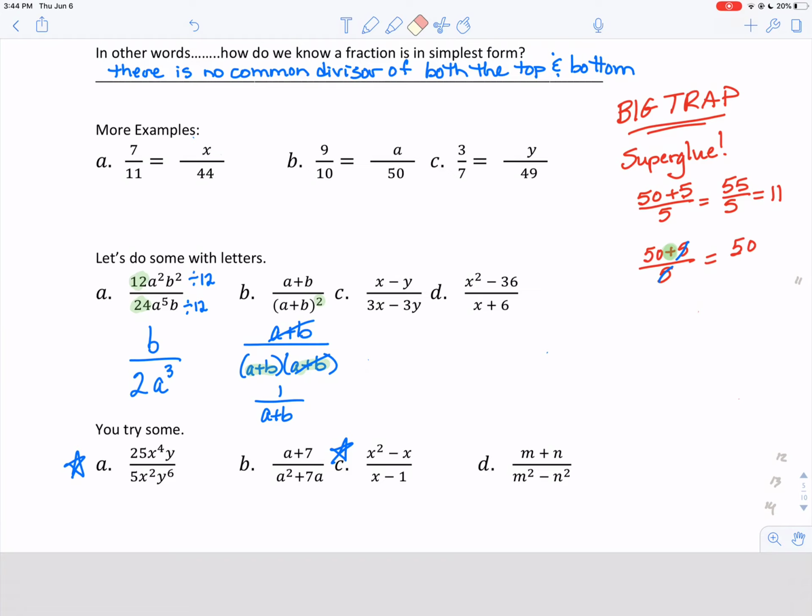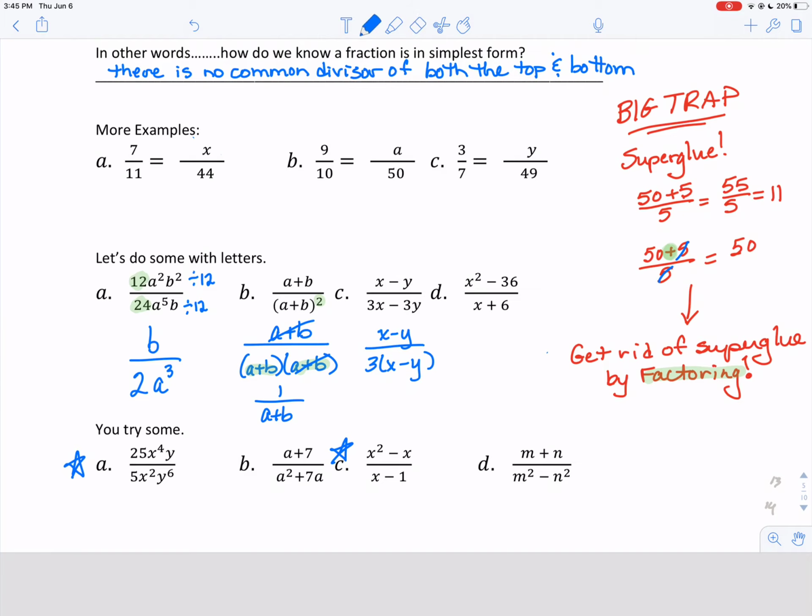So to get rid of that super glue, you will factor. So let's factor in the next example. So we'll factor the bottom. We'll take a 3 out so that we wind up with x minus y. Now I can do my canceling, but only after I have factored. I cannot cancel these x's and these y's and get something strange on the bottom. So instead I factor and cancel and I'll get 1/3.